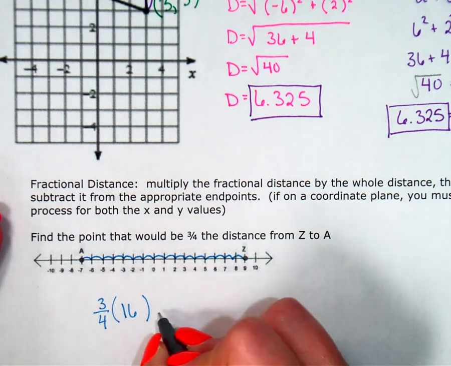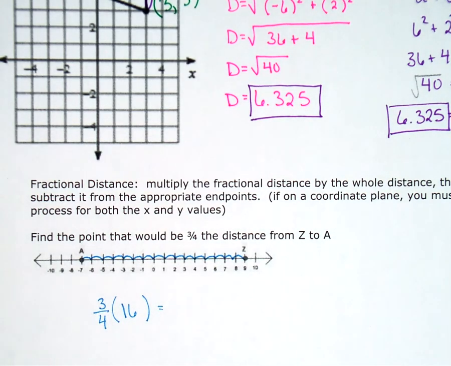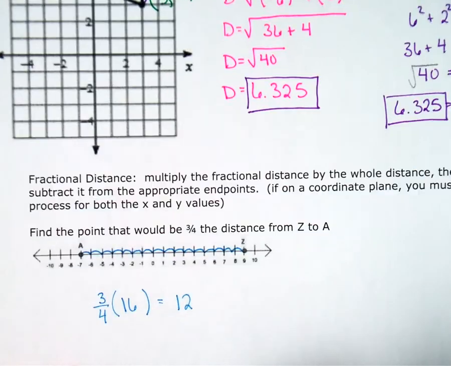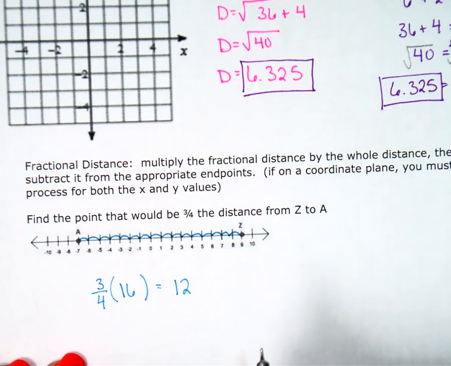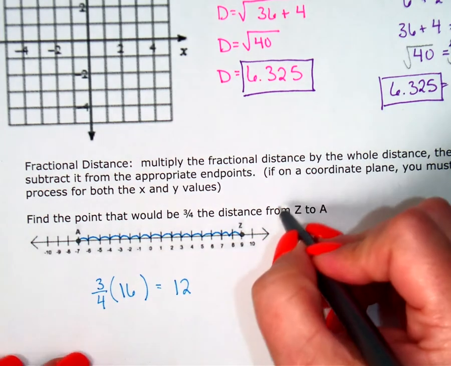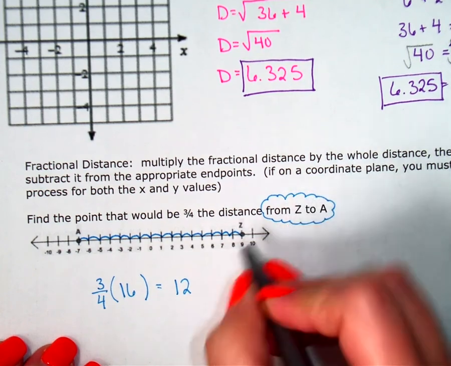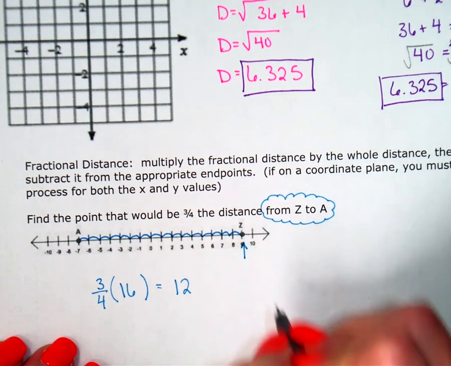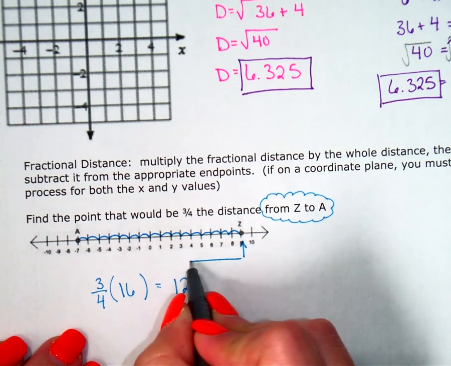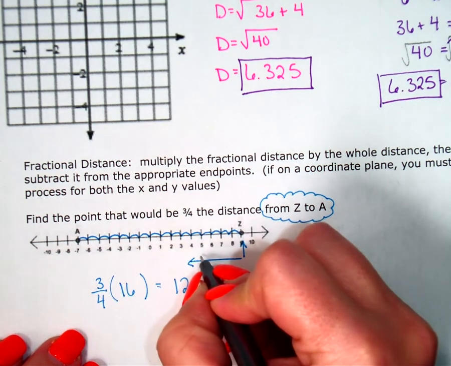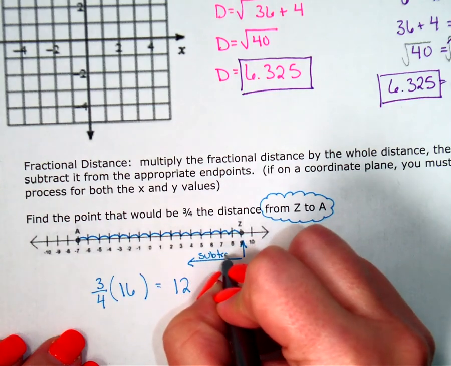Okay, so 3/4 times 16 is 12. Okay, so then we are going to look at where our starting point is. So this is important to look right here. We're going from Z to A. So if I'm starting here at Z and I'm going towards A, I'm going backwards. Since I'm going backwards, I'm going to the left. That means I'm going to subtract.